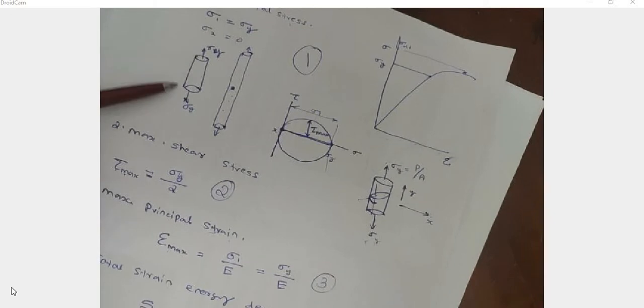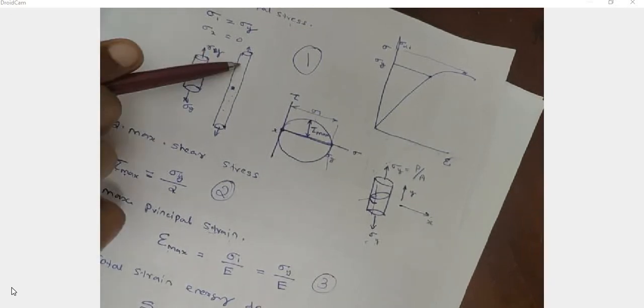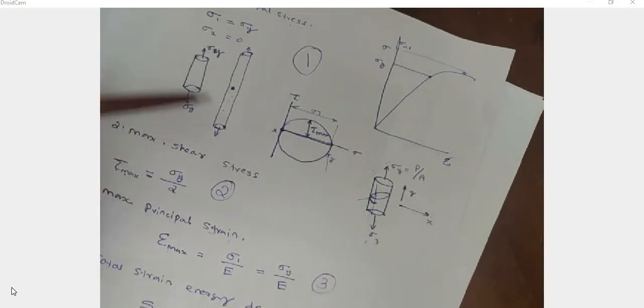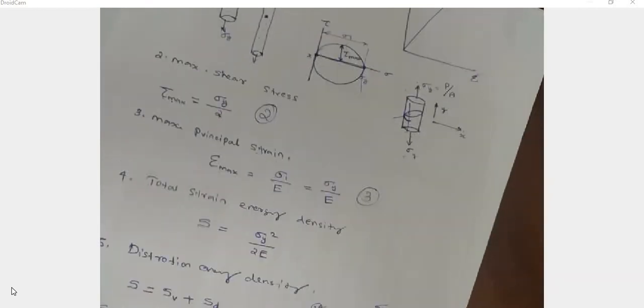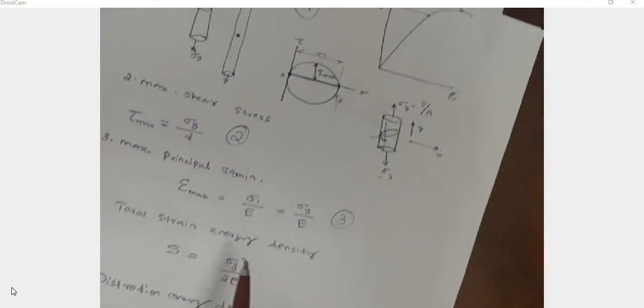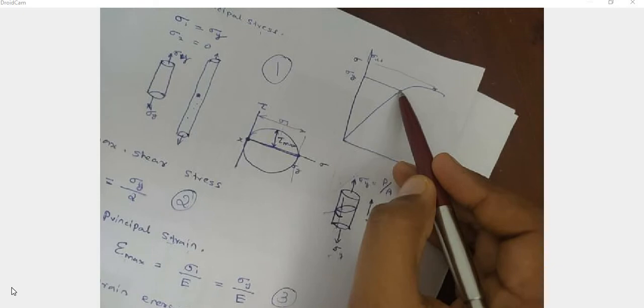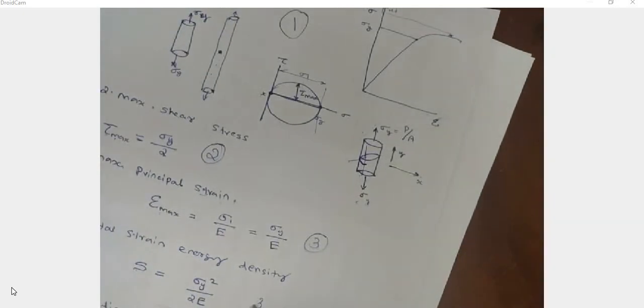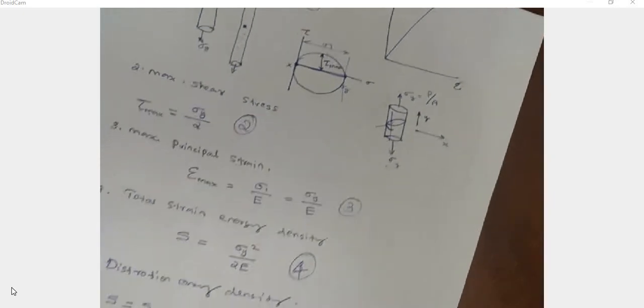Fourth case is this one. When a body is subjected to this type of loading, some amount of strain energy is stored per unit volume, that is equal to sigma y square by 2E. And if this strain energy stored in this body is equal to or greater than the strain energy corresponding to the yield point of the material, then there will be yielding or deformation of the material or body. So that is the fourth case.